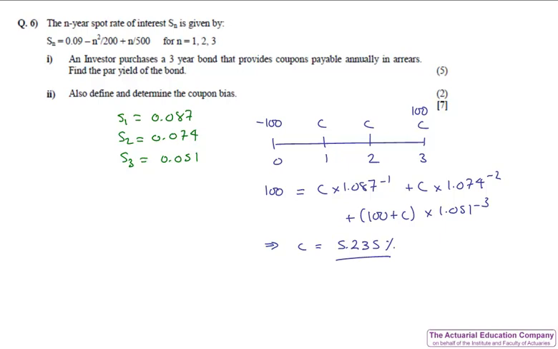We're now ready to do part 2, which is to obtain the coupon bias. This is a very brief note in the core reading that says the coupon bias is the difference between the n-year par yield and the n-year spot rate. So we've got the 3-year par yield of 5.235% and a 3-year spot rate of 5.1%. The difference between those is 0.135%. So that's our coupon bias.